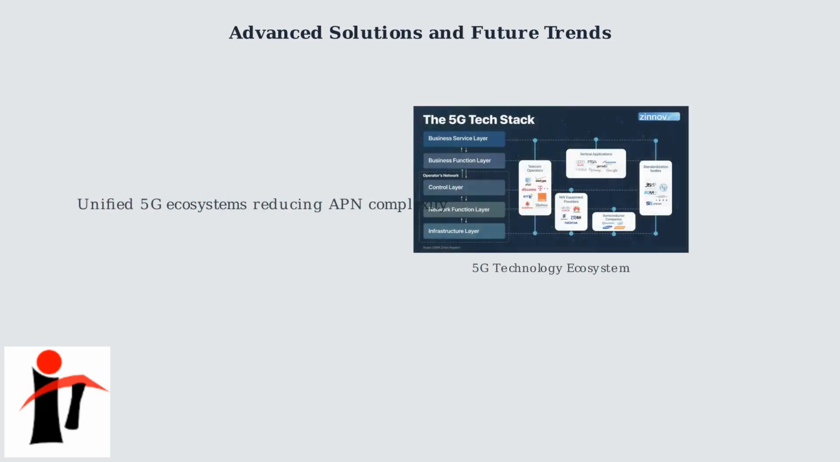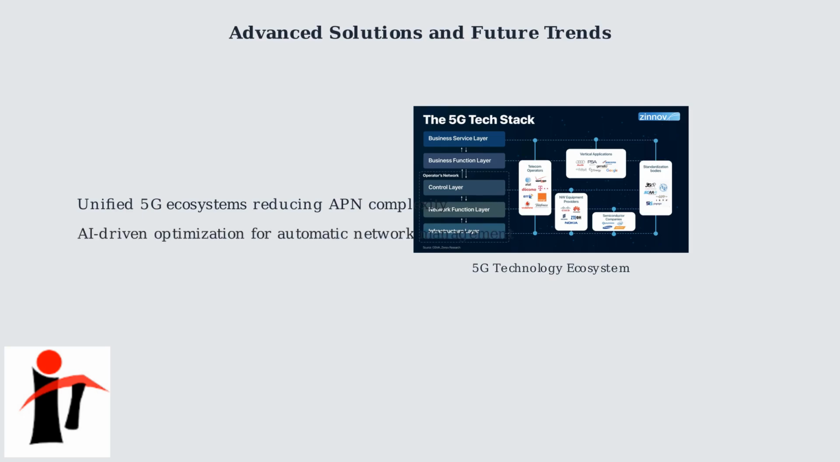Looking ahead, mobile roaming trends are shifting toward unified 5G ecosystems. These integrated networks will simplify connectivity across Europe, reducing the need for manual APN configurations. AI-driven optimization will automatically manage network settings, eliminating common configuration errors and ensuring optimal performance in different countries.